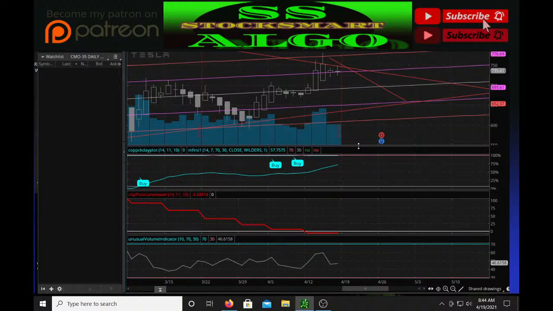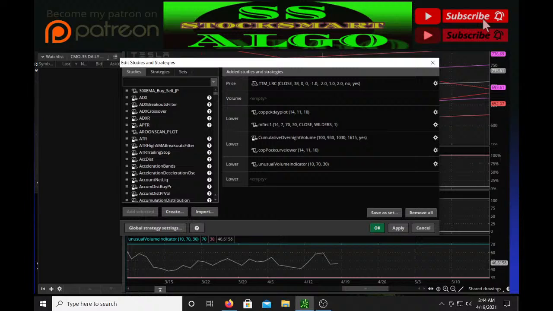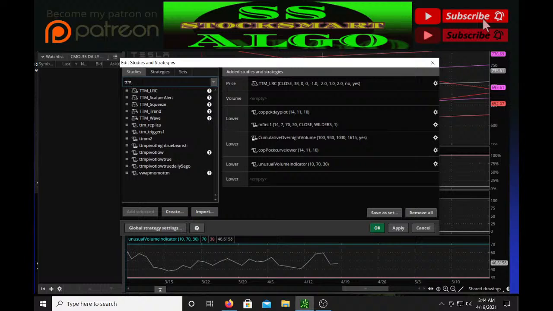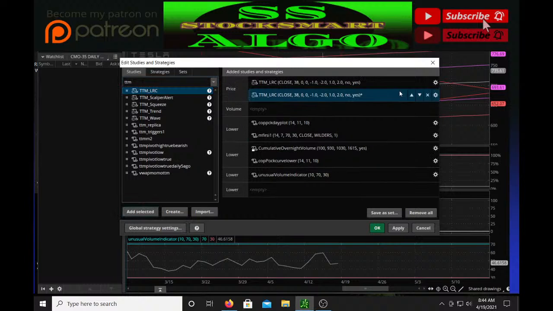So if you have a problem with your support and resistance, you're not really able to just slap some lines up there yet, come into your Thinkorswim, click on your hourglass, go over here to your studies, and type in TTM, okay, and pull up this LRC. Alright, now just add that on over there. You don't need to, but I certainly am going to add them.